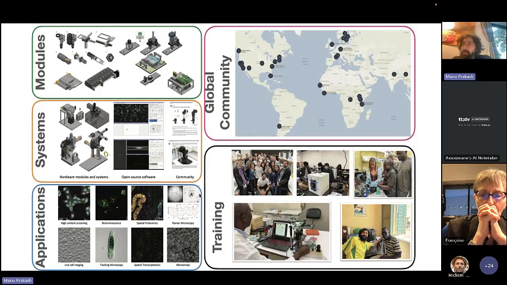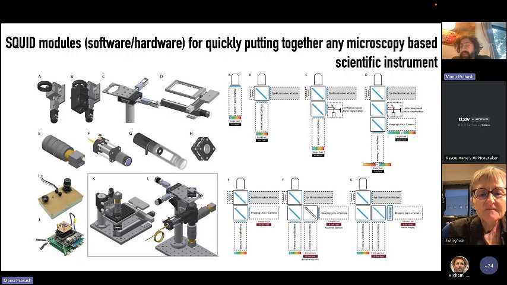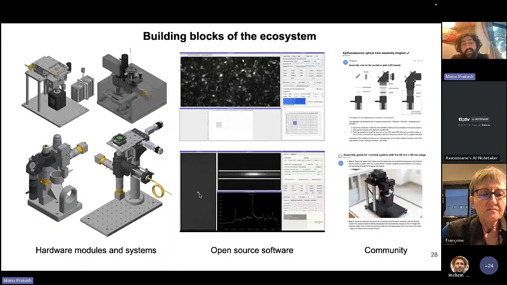So we have started building small labs in partner institutions where everybody has similar instrumentation. And I'm going to show you a few instruments now. So this is the Squid framework. Literally any instrument that you can imagine, we have a capacity to build in this framework. And we have started to build this with hardware, software, and community.